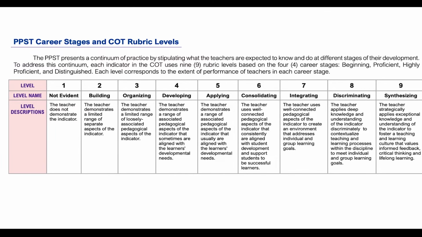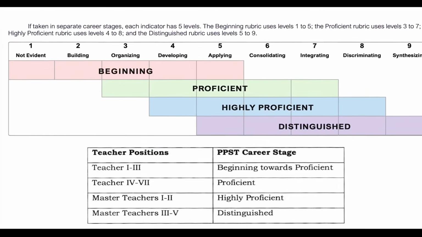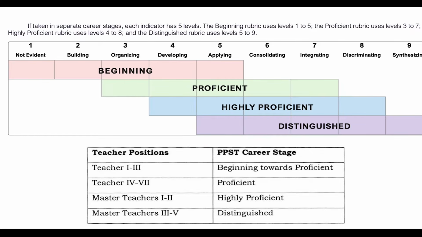So what are the 4 career stages? We have the beginning, the proficient, the highly proficient, and the distinguished. Each level corresponds to the extent of performance of teachers in each career stage. If taken in separate career stages, each indicator has 5 levels, right? So when you rate your teachers, if you're the rater and you have tried this, you're basically rating based on 5 levels: 1, 2, 3, 4, 5. Level 1 means not evident, then building for 2, organizing, developing, and then applying.